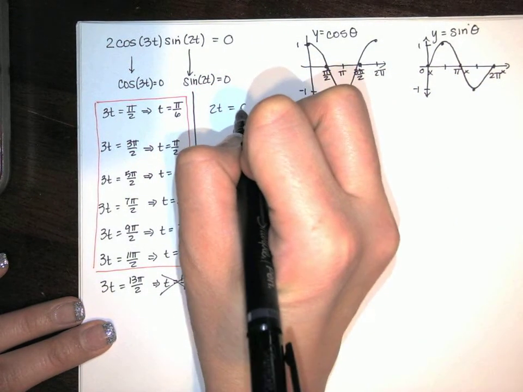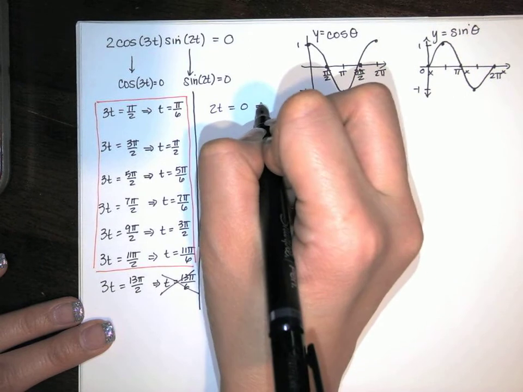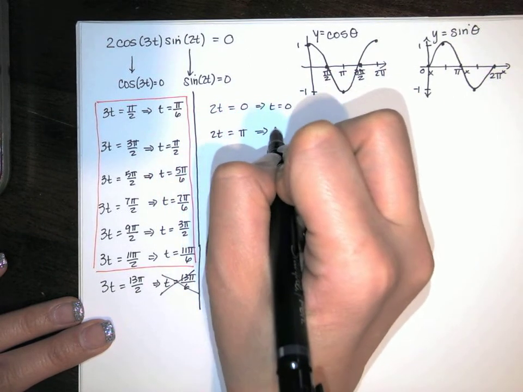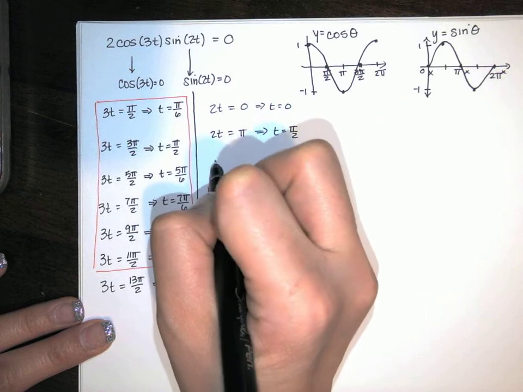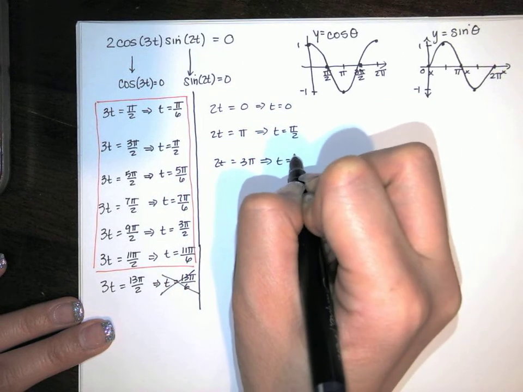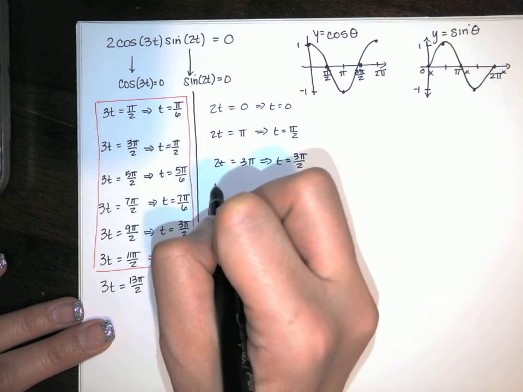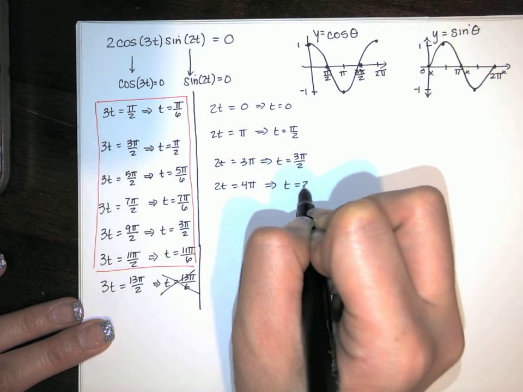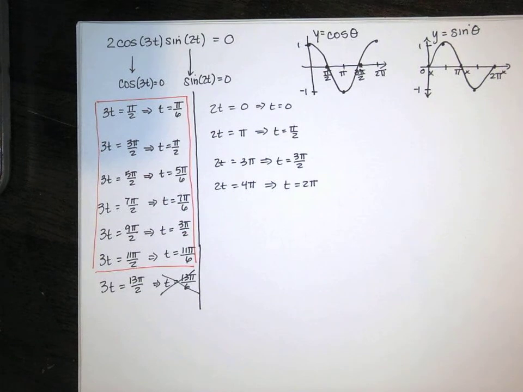So we'll say 2t equals 0. That means t equals 0. When 2t equals pi, we get t equals pi over 2. When 2t equals 3 pi, we get t equals 3 pi over 2. 2t equals 4 pi, that means t equals 2 pi. And then we don't want to go any further. So we just get 4 solutions this time.